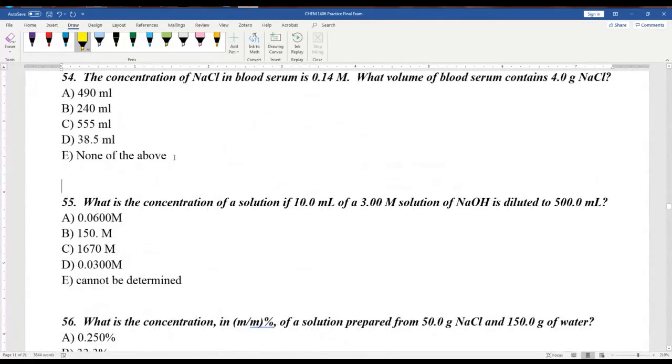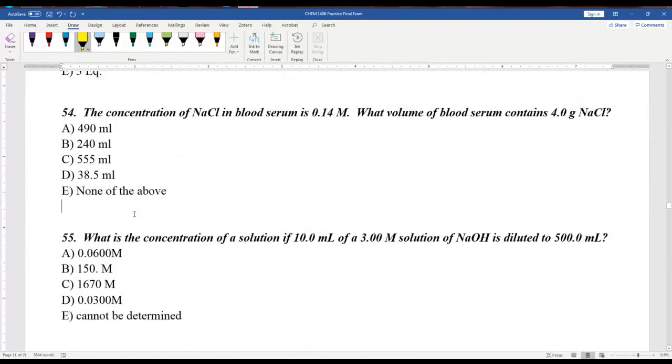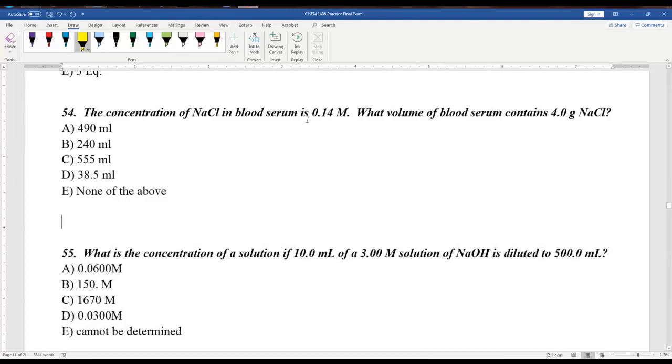Here we go. It says the concentration of sodium chloride in blood serum is 0.14 molar. What volume of blood serum contains 4 grams of NaCl? In a problem like this, when you're given molarity, you can use it as a conversion factor because molarity, remember, is equal to moles over liters.